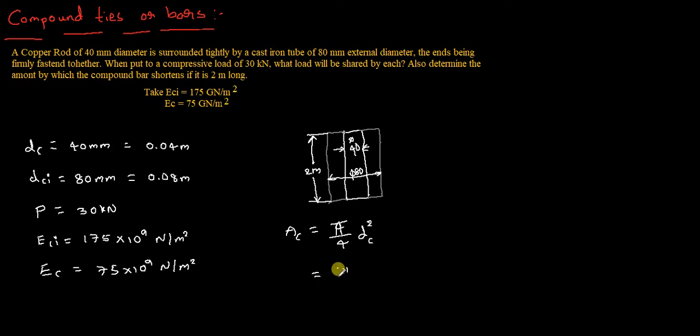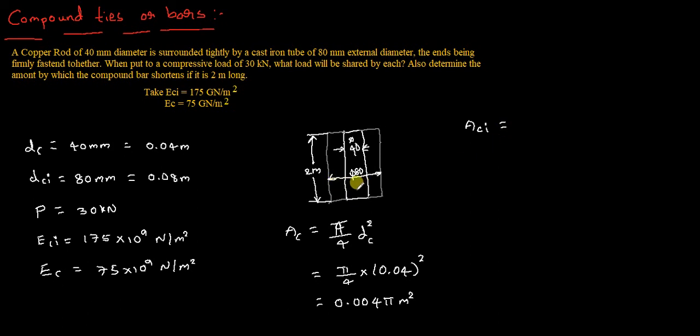So pi by 4 into dc square means 0.04 whole square we need to write. The area value we get by using the calculator as 0.0004 pi meter square. Okay, and next similarly we find the area of cast iron.